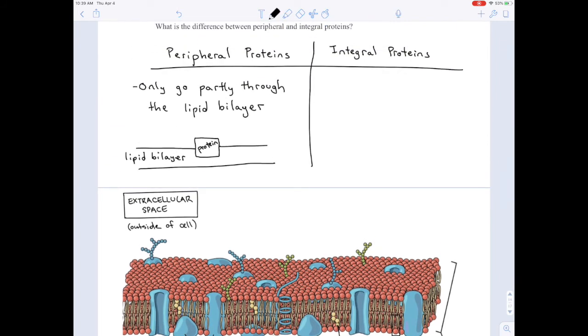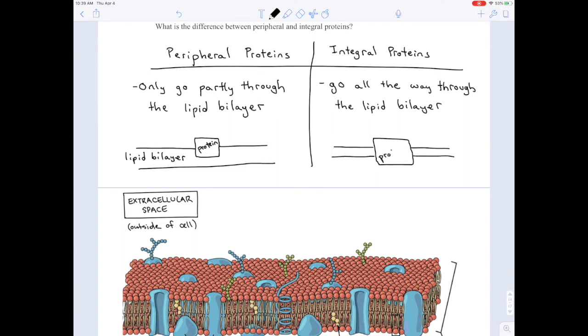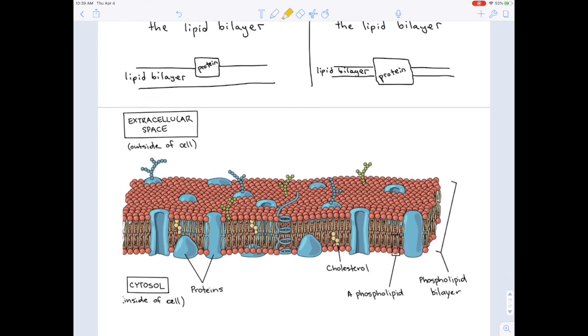An integral protein does go all the way through the lipid bilayer. So in a schematic, that would look like this. So here's your protein, and this would be the lipid bilayer. And so in the diagram below, you would see those as this one here goes through both ends, this one goes through both ends, this one, those are all integral proteins.